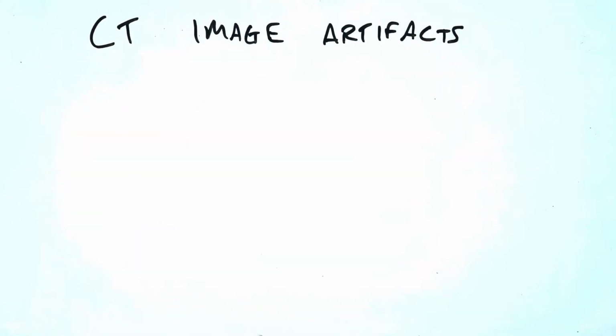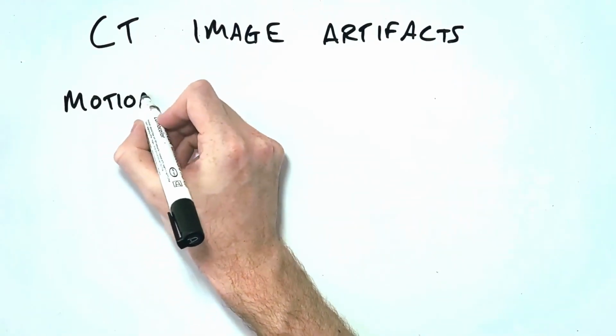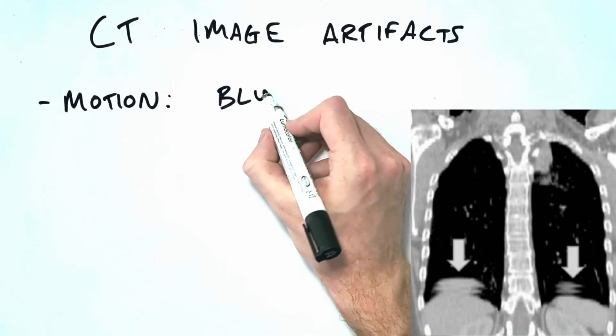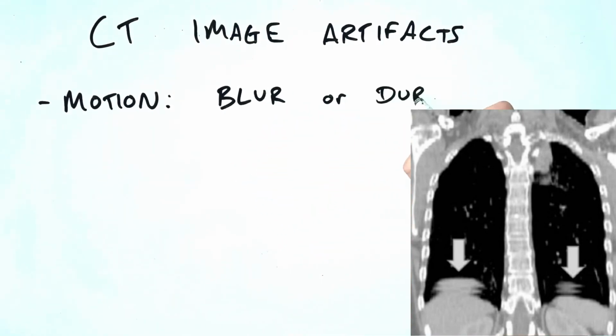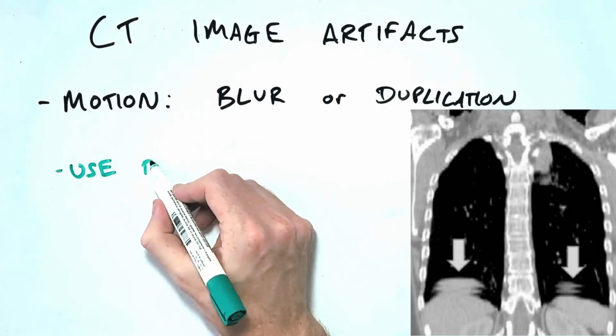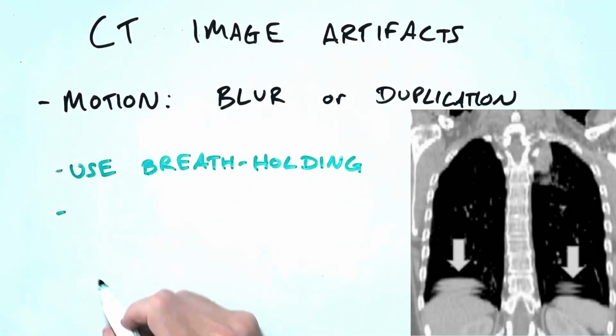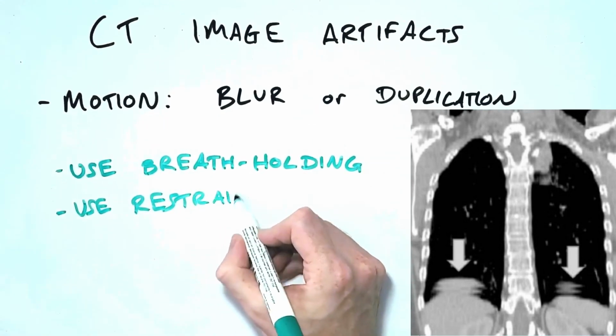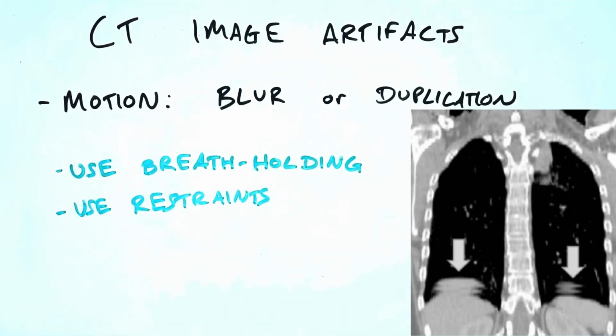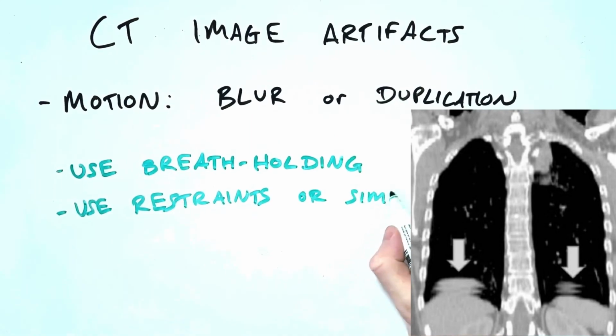Perhaps the easiest artifact to identify is motion, and this appears simply as a blur or possibly as the same structure appearing in different positions between slices. The most common example will be motion in the chest due to the patient breathing, so the solution is to have the patient hold their breath. If you're working in pediatrics, you may need to be more creative with the methods to reduce motion, for example using distraction techniques, restraints, or in some cases anesthesia.